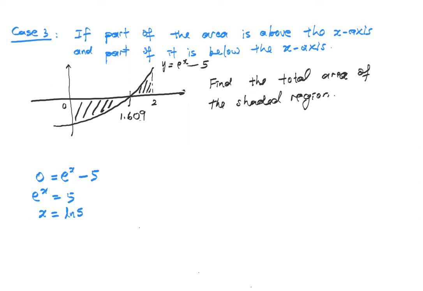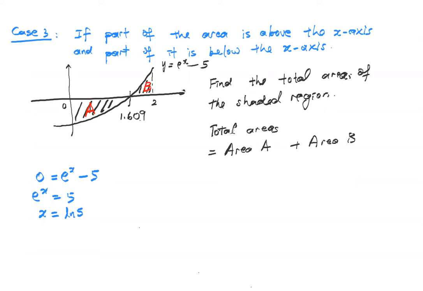So I break this into areas. I call this area A. I call this area B. Correct? So to find the total area, I have to say it is equal to area A plus area B. Am I right?